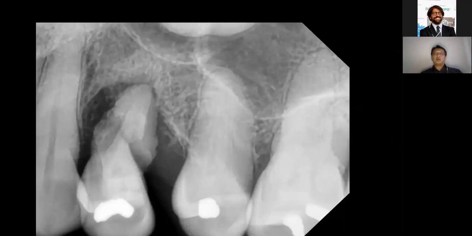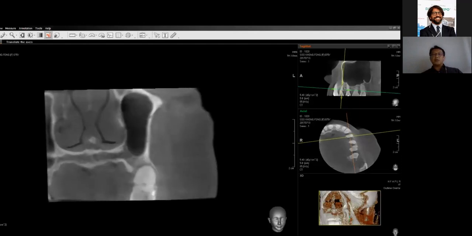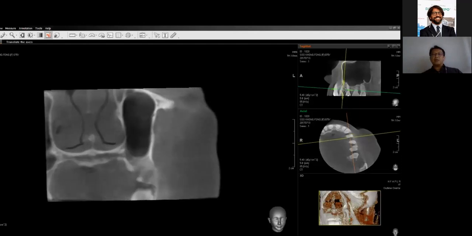What I will show you now is another case, a 70-plus-year-old lady with no medical history, but she had very periodontally involved teeth. This tooth is very, very shaky. And if you look at the CT scan, if I may show you, you will agree with me there is no buccal bone and no palatal bone.